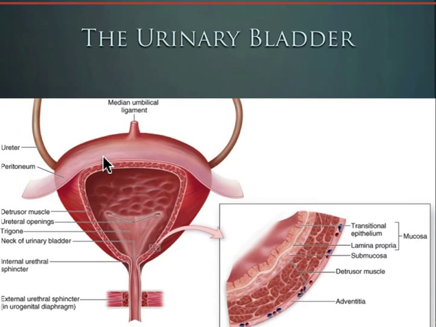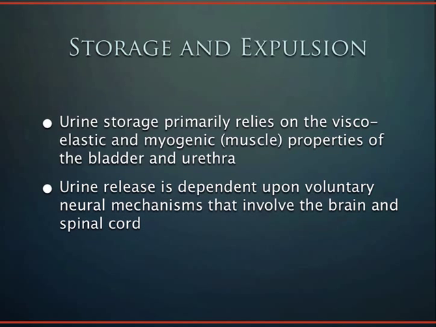It's called the detrusor, and it's made up of the smooth muscle that you can see here. Basically it responds to the impulses of the autonomic nervous system and actually involuntarily contracts. And so the method in which the urine is stored and then eventually expulsed involves a complex extrinsic neural regulation mechanism. The storage component really relies upon the elastic and the muscular properties of both the bladder and the urethra, whereas the release component is really dependent on the voluntary neural mechanisms that you control with your brain and your spinal cord.